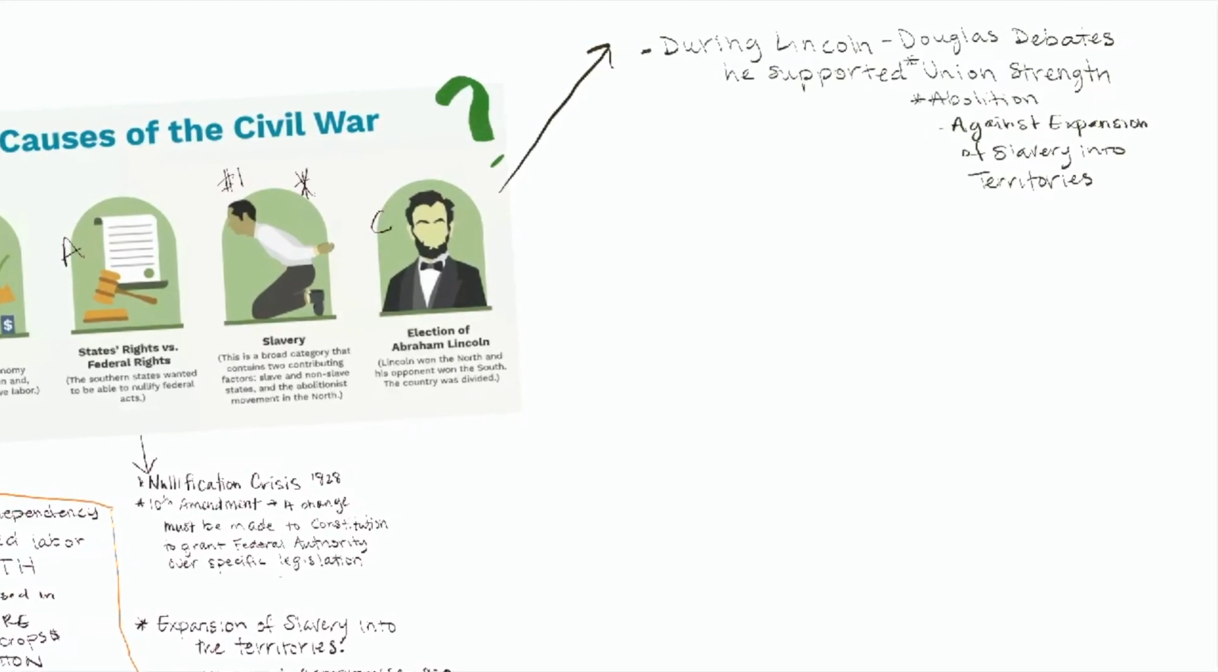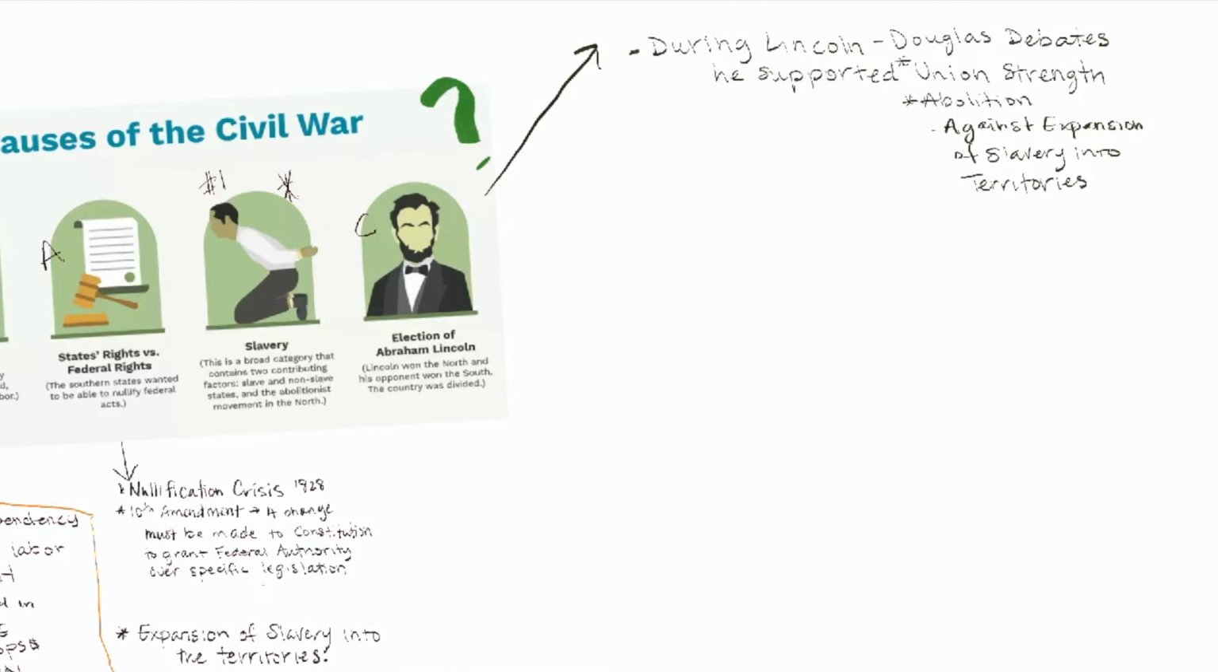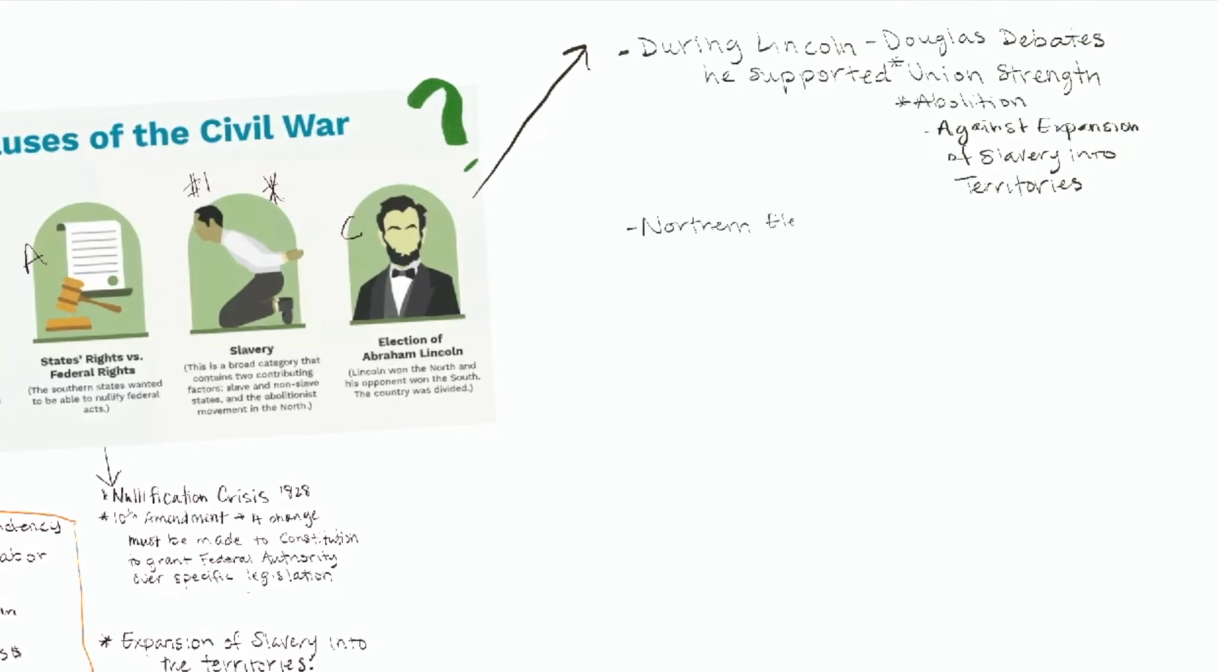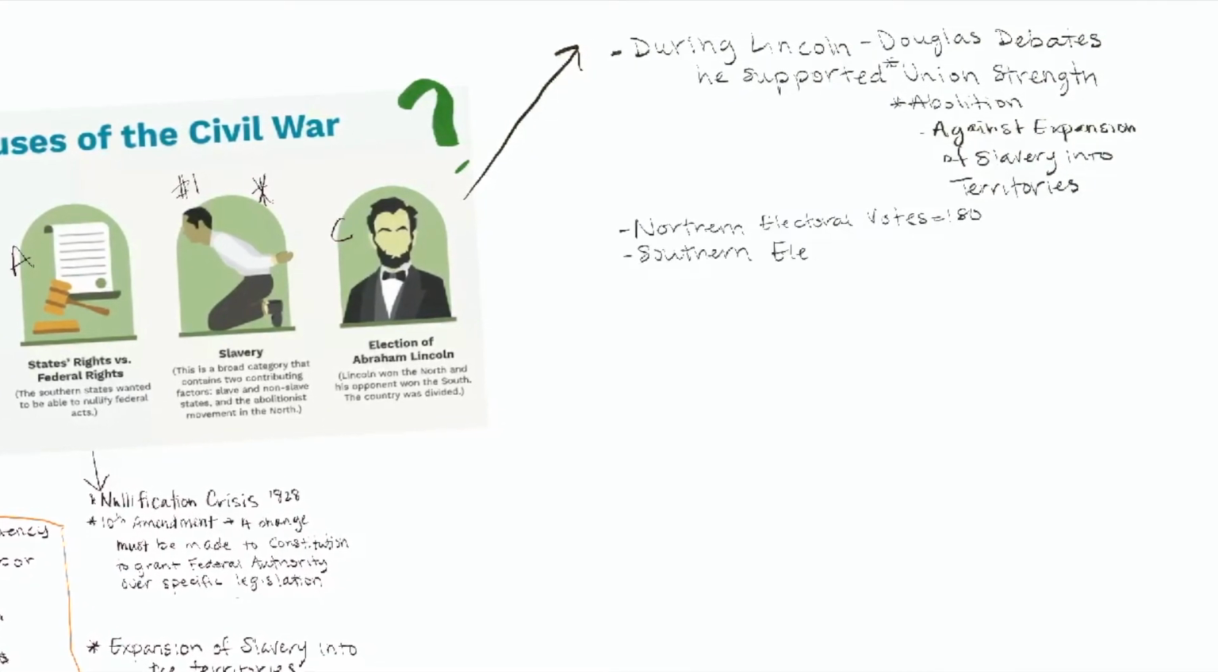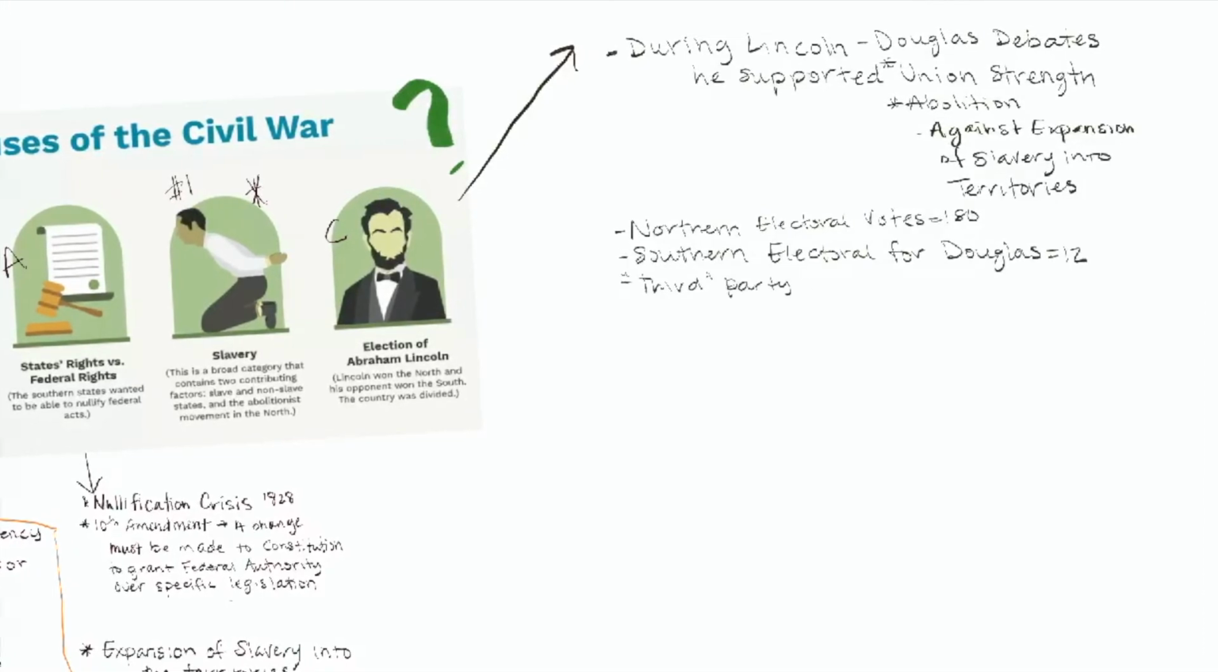He was against expanding slavery into the Western territories, and so, of course, Northerners loved him, but the Southerners supported Stephen Douglas.